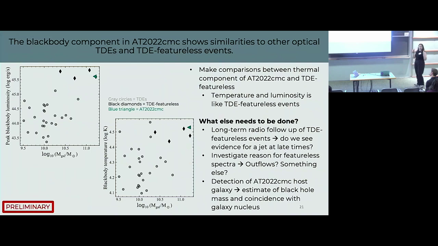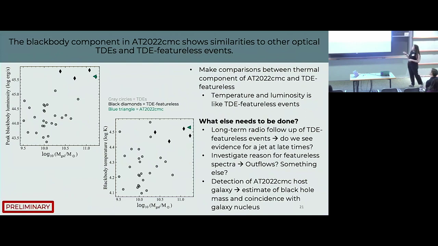This is, of course, comparing one object to 4 objects. So the statistics here is not very robust. And there's plenty more that we can do to actually explore this connection further. So, for instance, if the TDE featureless objects represent the off-axis jetted scenario, we might expect to see some late-time radio emission. So that's definitely something we could do. Of course, it's also possible that the similarities that we see here are not related to the jet at all. It could be related to something else.